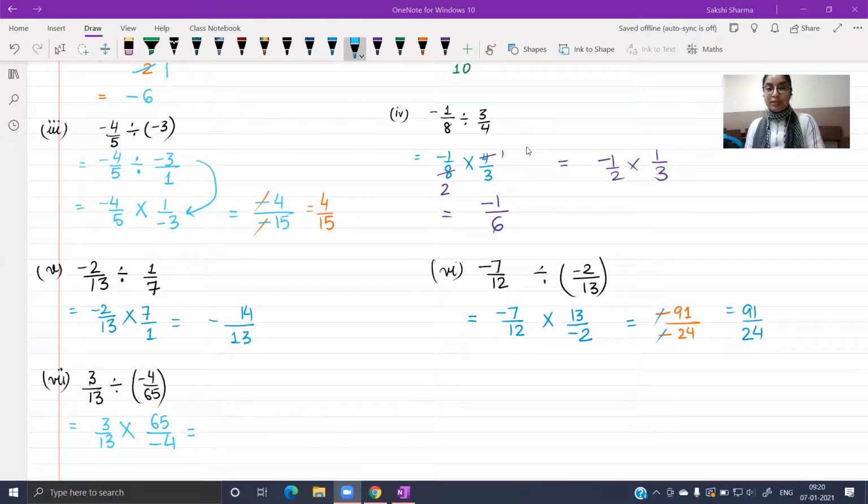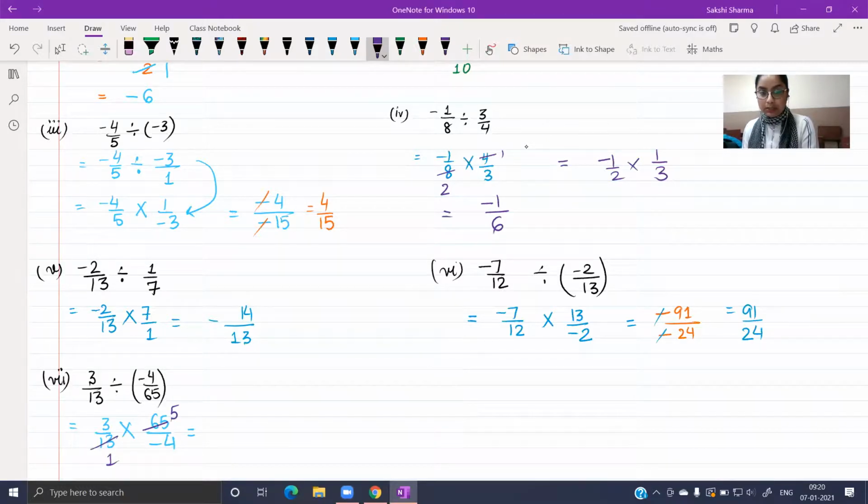Last part: changing the sign of division to multiplication and writing down the multiplicative inverse of the second rational number. And now you can simplify. 13 and 65 have a common factor. You can do the cutting right here. Divide both by 13 and then multiply.